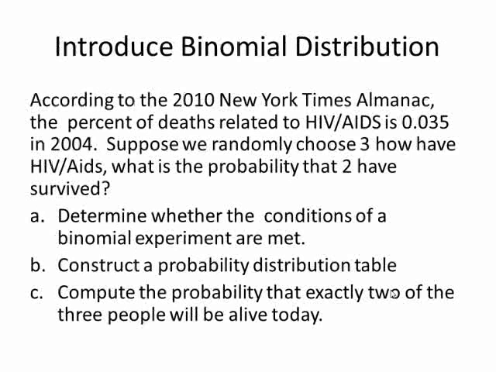So now let's motivate the binomial distribution. According to the 2010 New York Times Almanac, the percent of deaths related to HIV/AIDS is 0.035 in 2004. Suppose we randomly choose 3 who have HIV/AIDS. What is the probability that 2 have survived? Okay. So I'm actually going to go through and itemize all of this and then show you how the formula is going to come out.